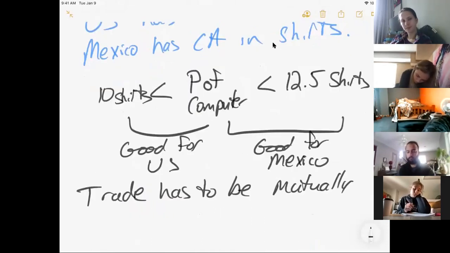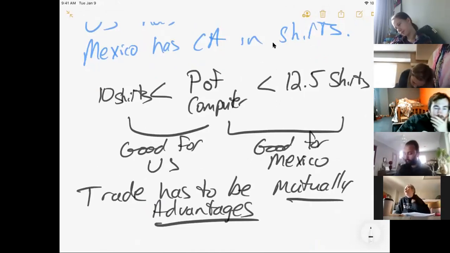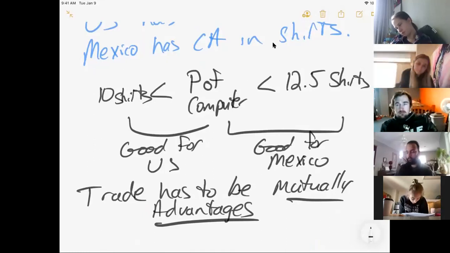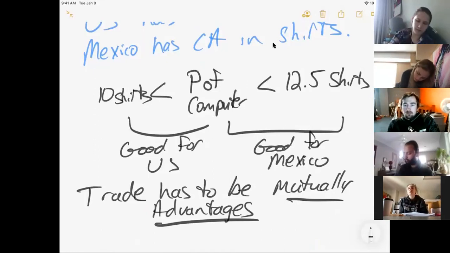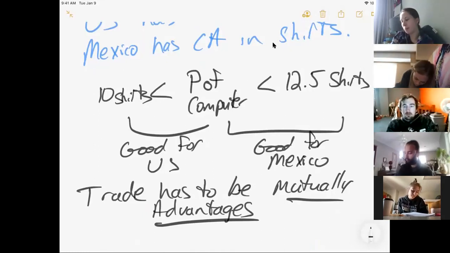Remember that trade has to be mutually advantageous. It has to benefit both parties. If it doesn't benefit both parties, it's not trade, it's a mugging, right? So trade has to be voluntary, right? It has to be voluntary. It has to benefit both parties.